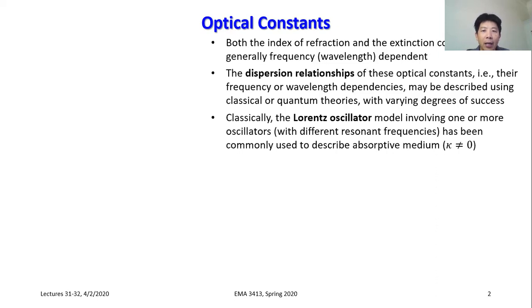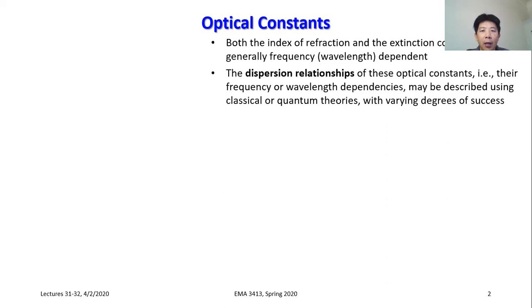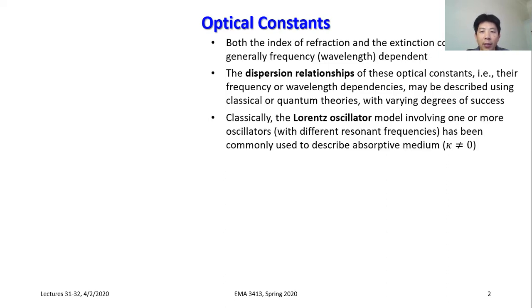You can use both the classical and quantum theories to try to understand the dispersion relationships. Classically, you can use the Lorentz oscillator model we talked about earlier when we talked about the dielectric properties of these materials. You simply extend it to frequencies in the optical frequency regime. That's a classical theory, and you can use it to understand some properties of these materials. But in general, to be more accurate, you have to use the quantum theory.